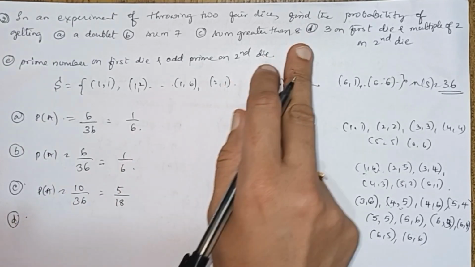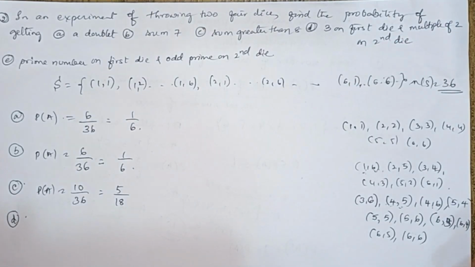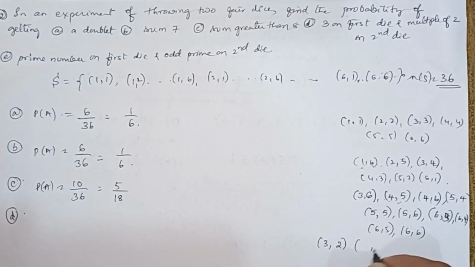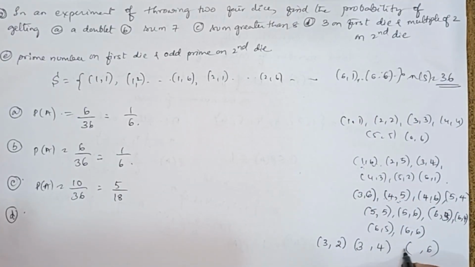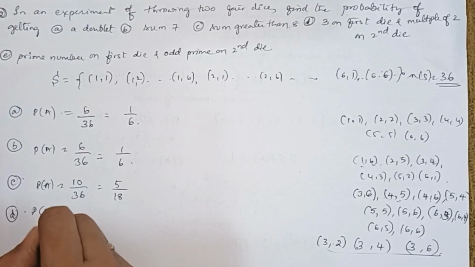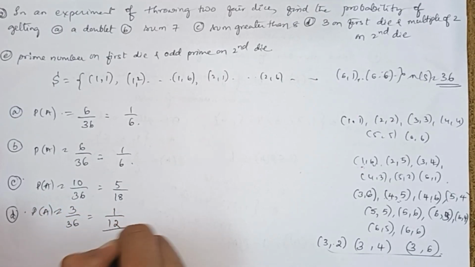Next D, 3 on first die and multiple of 2 on second die. So first die 3, multiple of 2 starts with 2. So 2, then it can be 4, then it can be 6, multiple of 2. 8 not possible because 8 won't appear on the die. So 3 on the first die, multiples of 2 on the second die. Therefore, 3 favorable outcomes. P of A equal to 3 by 36, 1 by 12.